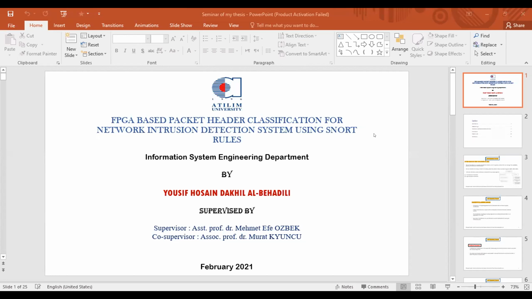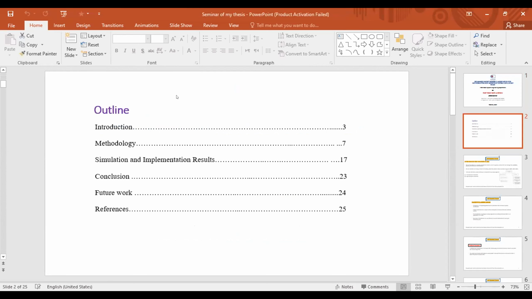First of all, good afternoon to all the participants in this conference. My topic is FPGA-based packet header classification for network intrusion detection system using Snort tools. The outline of my presentation is as follows: I'm going to give you a simple introduction about the network intrusion detection system and what packet classification is. After that, I'm going to move to the methodology, and I will show you the simulation and implementation results and conclusion and so on.